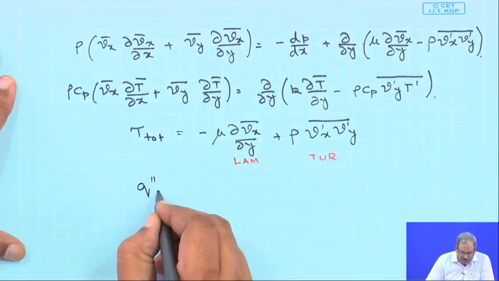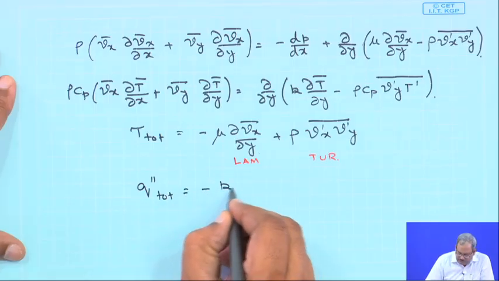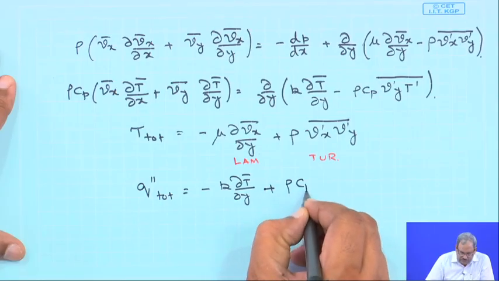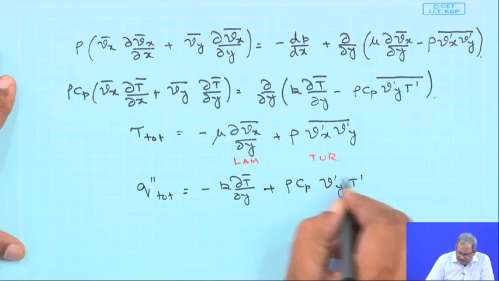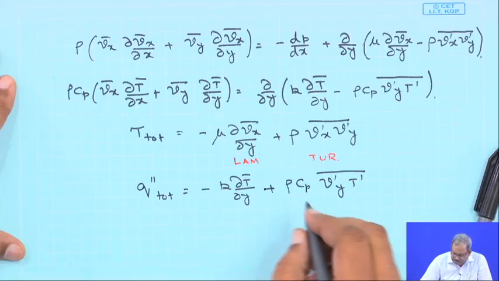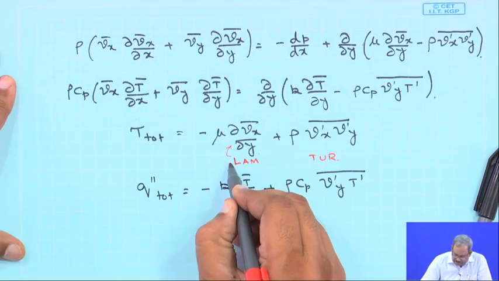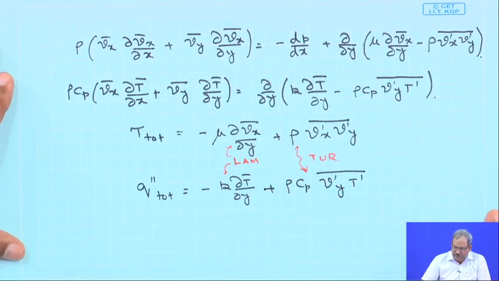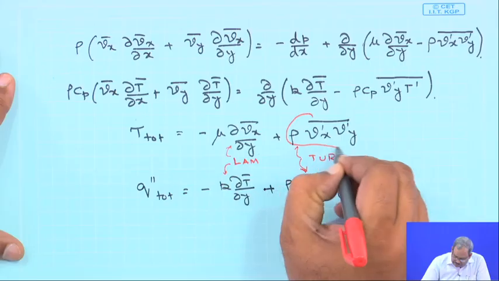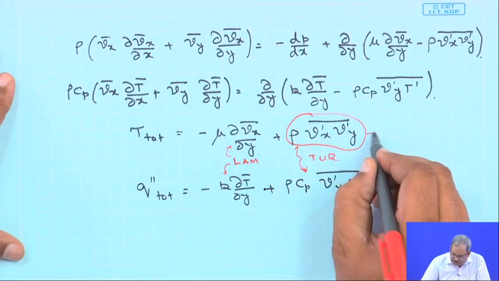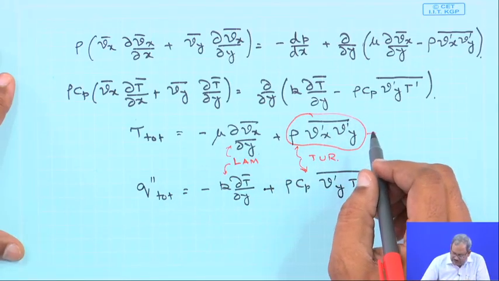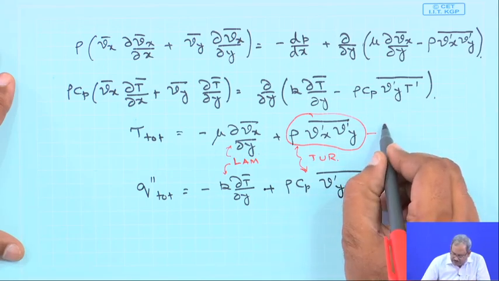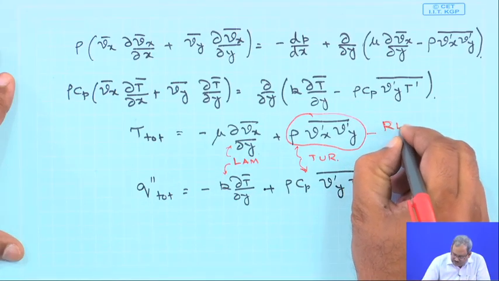Similarly, the total amount of heat transfer is going to be minus k del T by del y plus rho Cp v prime y T prime. So, this is the laminar part, this is the turbulent part, and this is the turbulent heat transfer. And this term has a special name which accounts for the shear stress experienced by a fluid moving in turbulent flow. It is called the Reynolds stress.